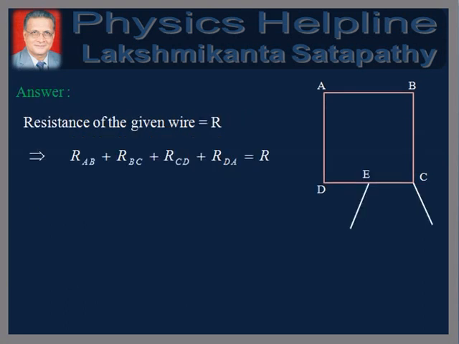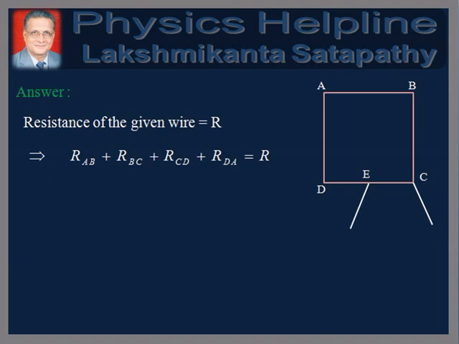Now for the answer. The situation is shown in the figure. Resistance of the given wire is equal to R. We are required to find the equivalent resistance between the points E and C. Hence, we have connected the conducting wires at E and C.